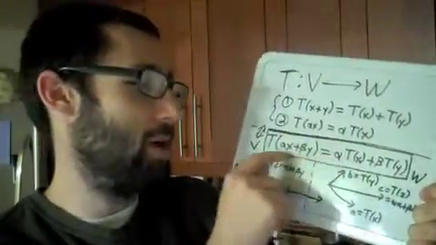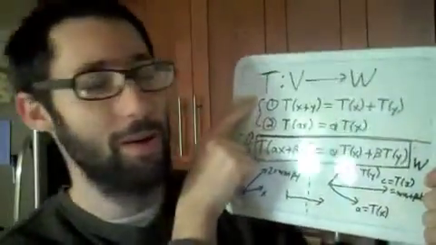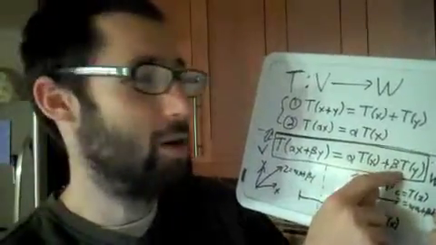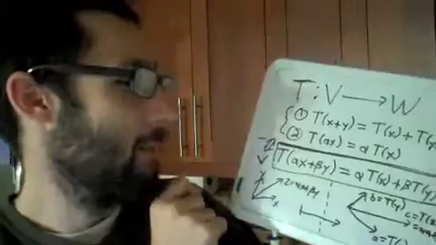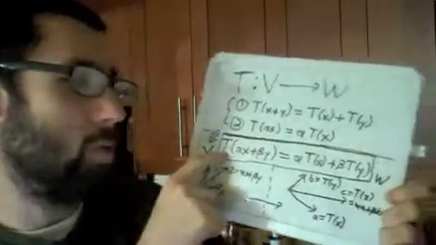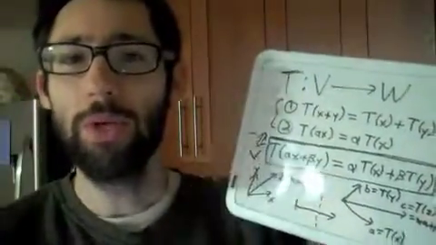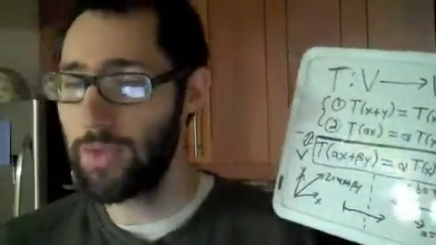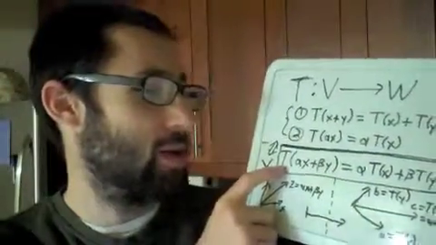Notice if alpha and beta are both 1, this simplifies to the first one. And there's a way to choose the alpha and the beta here so that this would simplify to the second one. So here's one condition that is equivalent to the two conditions. When it comes to proving whether a transformation is linear or not, we like to use this one because it's just one condition.